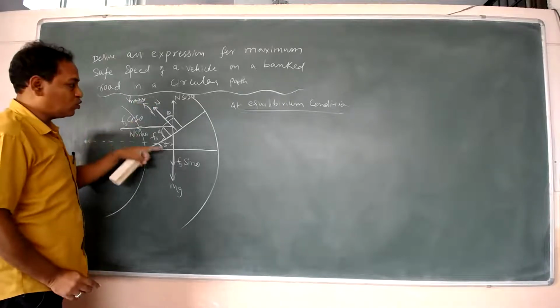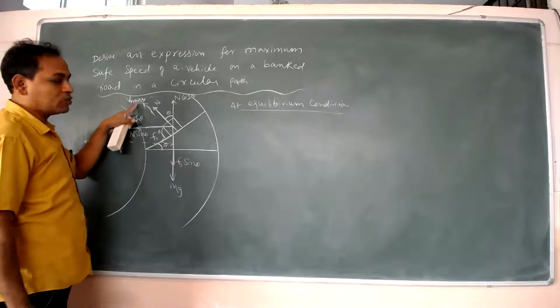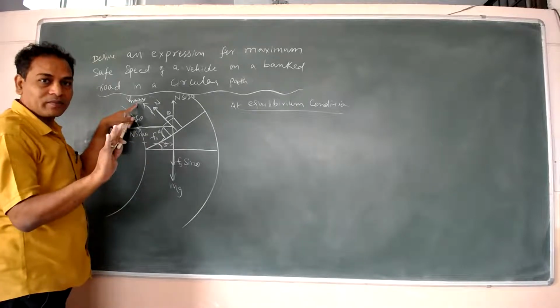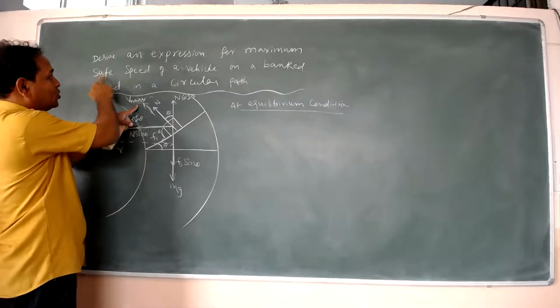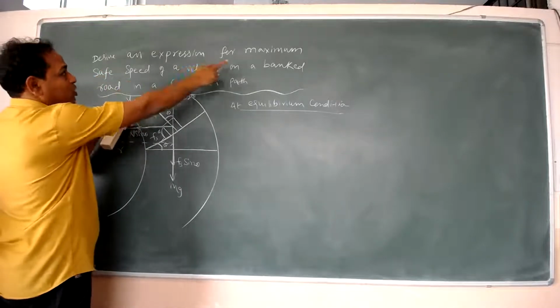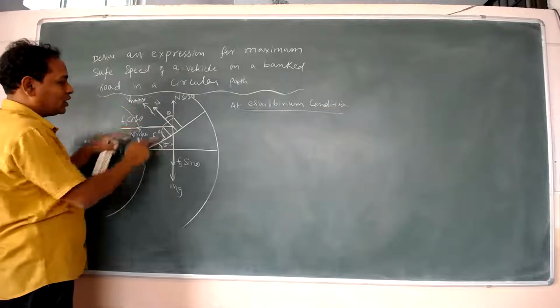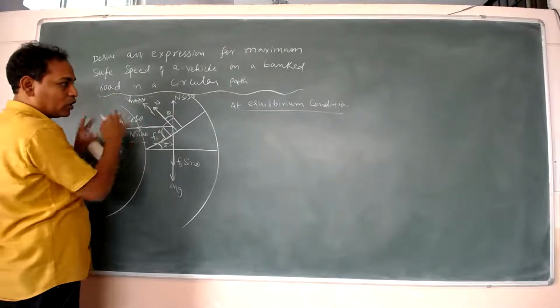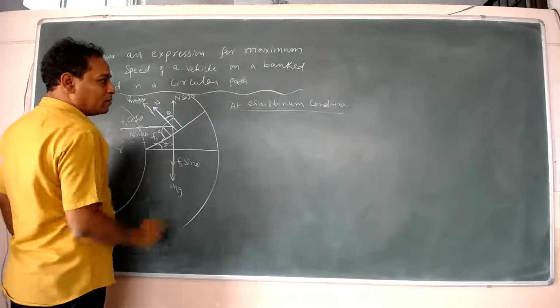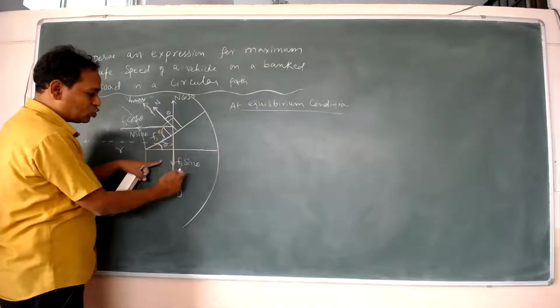Let us say the vehicle is moving with a maximum speed without skidding. For that maximum speed, we are going to derive the expression. This is called the safe speed, the maximum safe speed of a vehicle. Let us say V max is the maximum safe speed with which this vehicle is moving. Now at equilibrium condition, these two are equal.